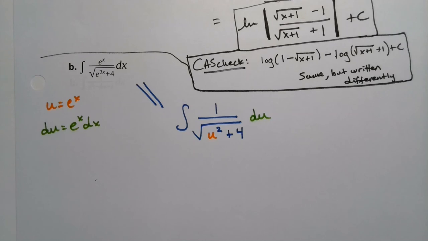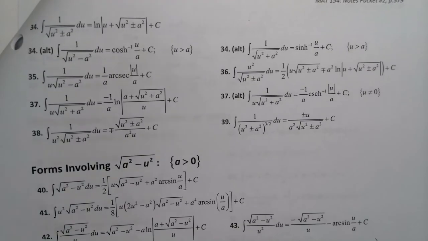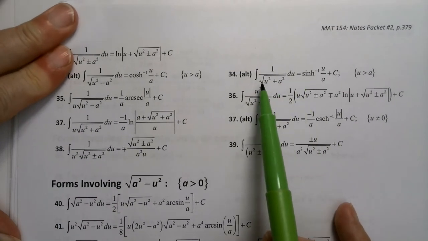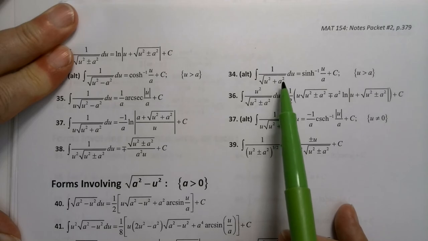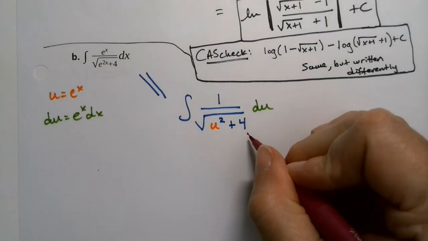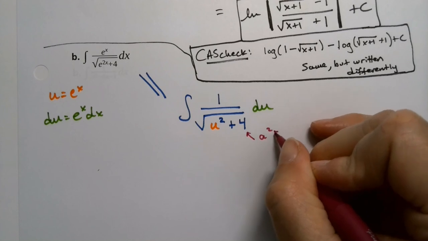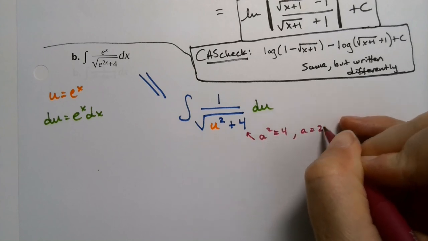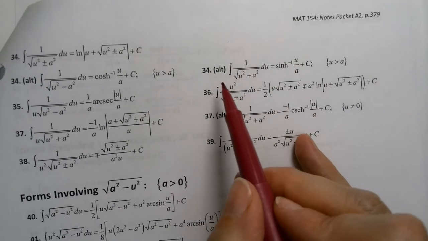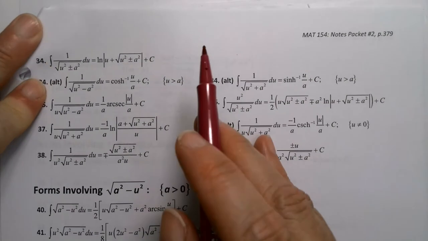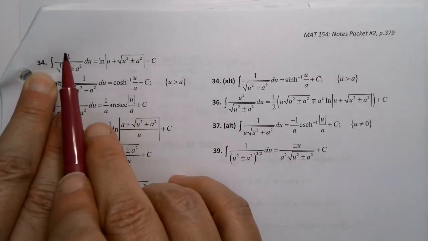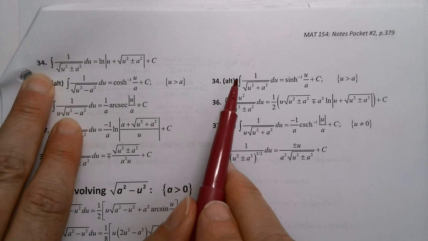All right, and you can see there's actually two options for this one. You've actually seen this one before. Square root of u squared plus a squared, right? A squared is 4, so a is 2. So this is really u squared plus a squared. There are actually two versions. They're alternate versions of the same thing. So we could do this bit right here with the logarithm, or we have an alternative.